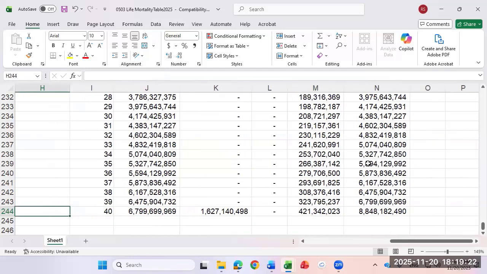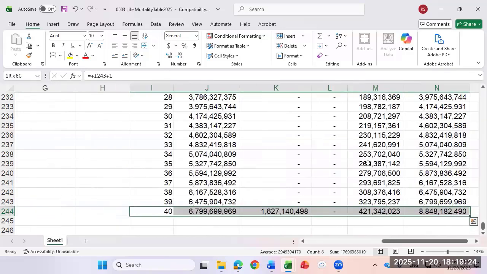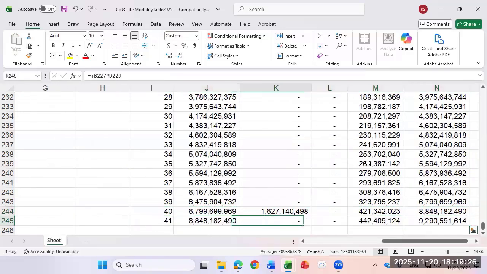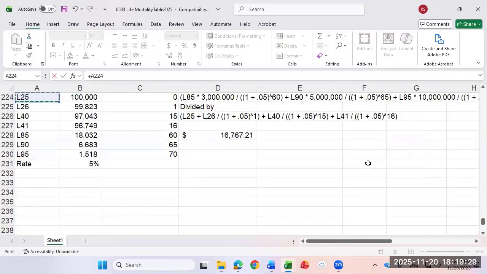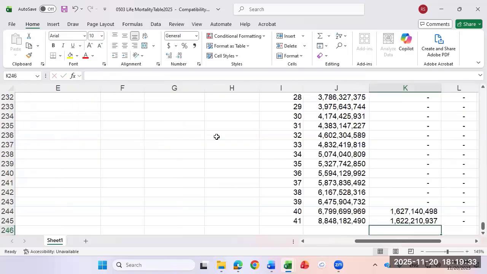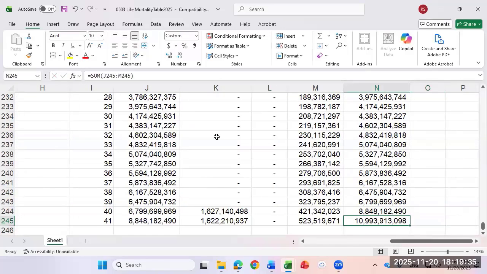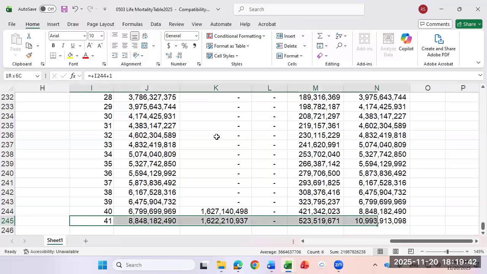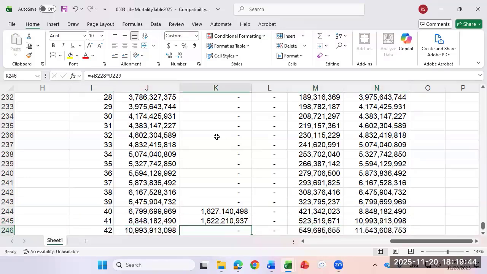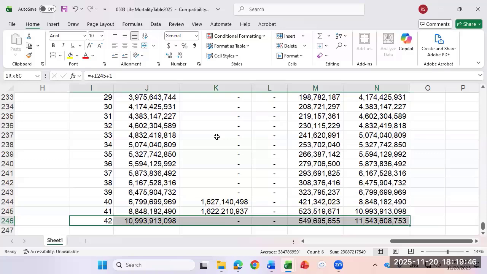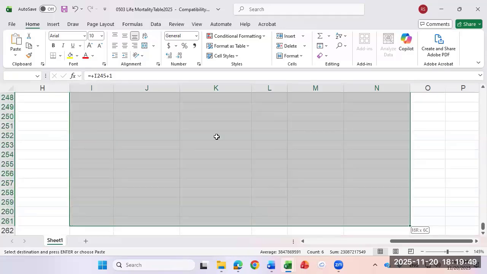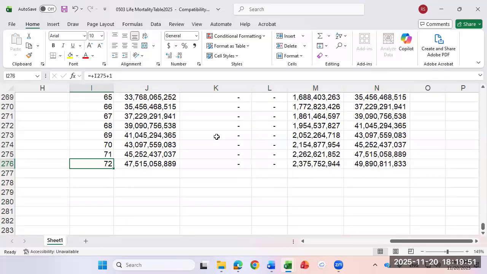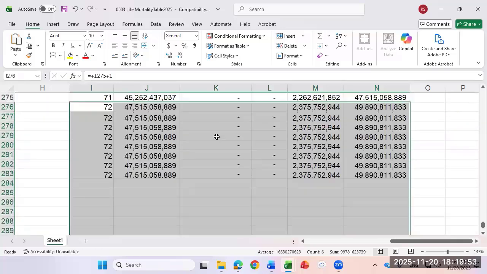So age 40, what was the next age? 41, right? So we go over the L41 times our rate, and that's our last premium. And now we've got $10 billion sitting aside. Wow, that sounds really good. Get to age 42, and that will go all the way out to age 85, right?